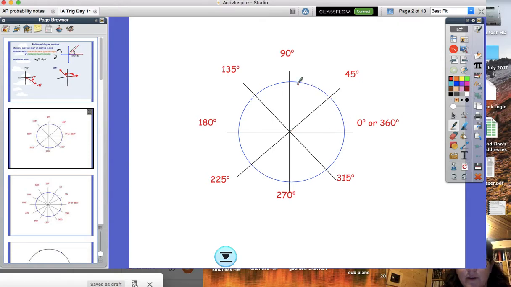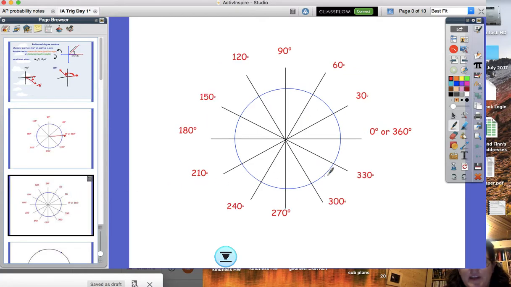45 plus another 45 is 90, plus another 45 is 135, plus another 45 degrees is 180. 45 degrees more puts you at 225. 45 degrees more puts you at 270. 45 degrees more puts you at 315. And 45 degrees more puts you at 360 degrees. So 0 degrees and 360 degrees are the exact same thing. They both represent straight out in this direction.